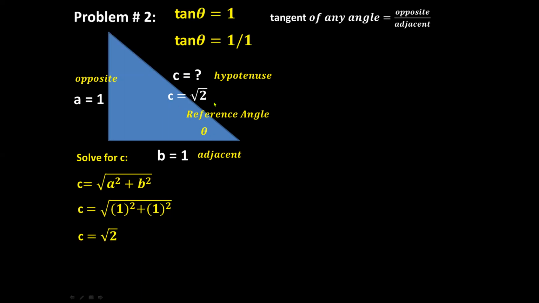So C is equal to the square root of 2. So may value na tayo ng hypotenuse. Let us start first with the sine of theta. Sine of theta is opposite over hypotenuse. Ang value ng opposite is 1. Ang value ng hypotenuse is square root of 2. That's why we have sine theta equals 1 over square root of 2.